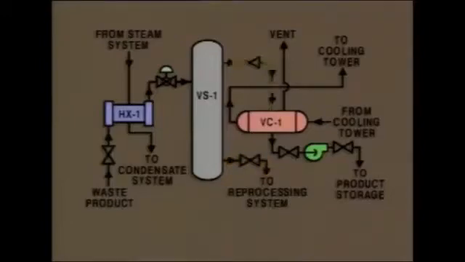From the separator, the vapor flows through an isolation valve to vapor condenser VC1, where it's cooled and condensed. Water from the cooling tower is used to cool the vapors. The resulting liquid is pumped to the product storage area by a centrifugal pump. There's one more line coming from the condenser. The note indicates that the line is the condenser vent. Vents are required on most condensers to remove gases, such as air, that may enter the condenser.